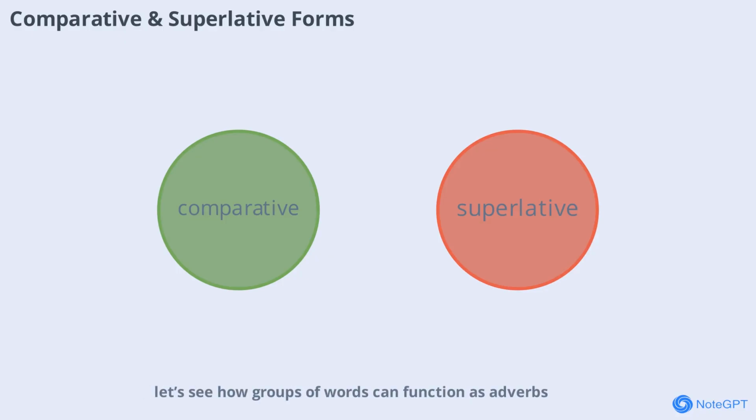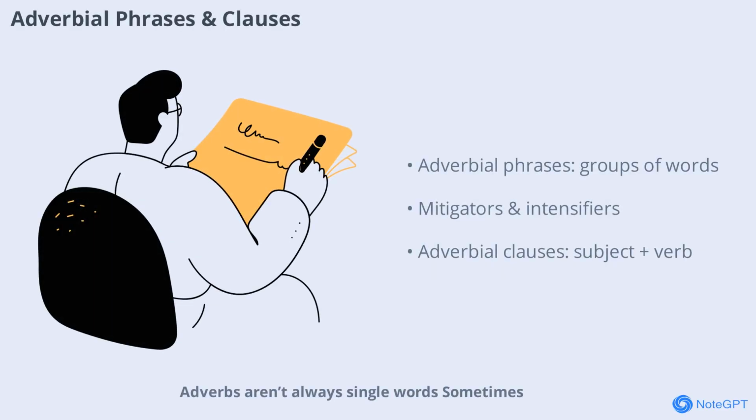Next, let's see how groups of words can function as adverbs. Adverbs aren't always single words. Sometimes entire phrases or clauses act as adverbs. An adverbial phrase is a group of words that functions as an adverb, such as in the morning or to go for a hike. These can be prepositional phrases, infinitive phrases, or even adverbs modified by other adverbs called mitigators and intensifiers. For example, somewhat slowly uses a mitigator, while very well uses an intensifier.